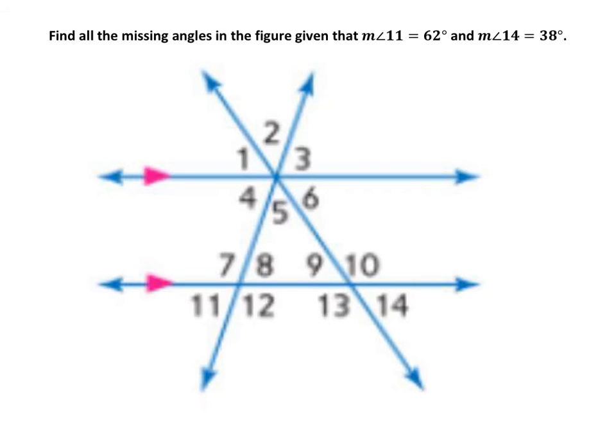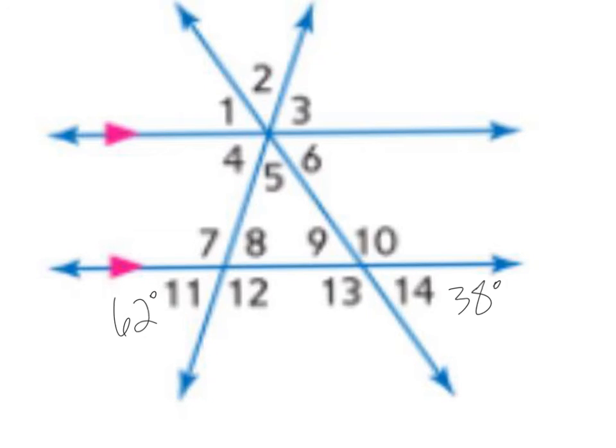In this example, I'm going to find all the missing angles in this figure, given that the measure of angle 11 equals 62 degrees and the measure of angle 14 is 38 degrees. What I recommend doing is labeling what you know: 11 is 62, 14 is 38, and then start using the properties that you are confident with.